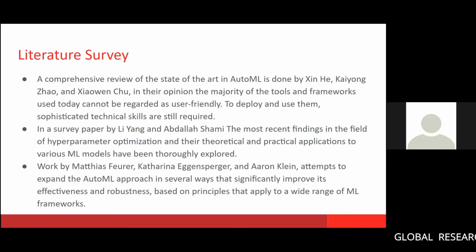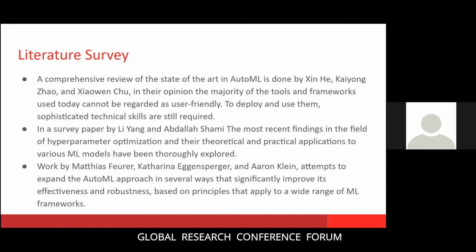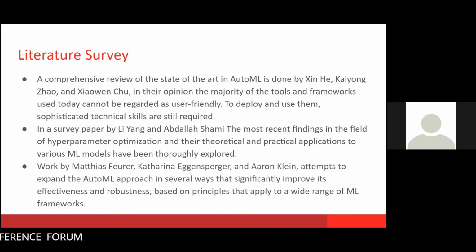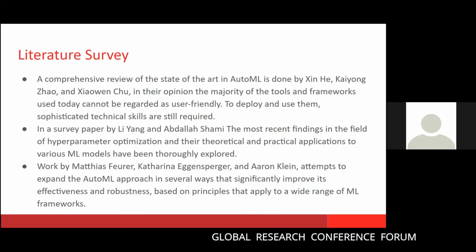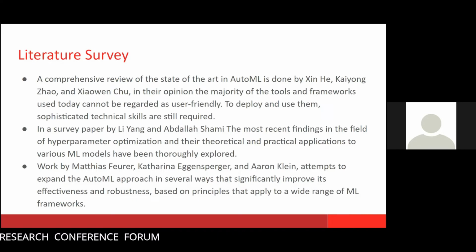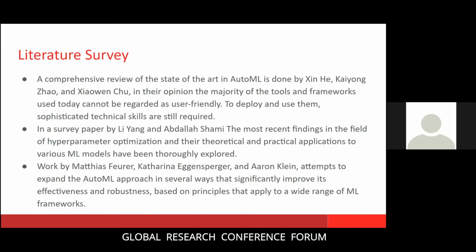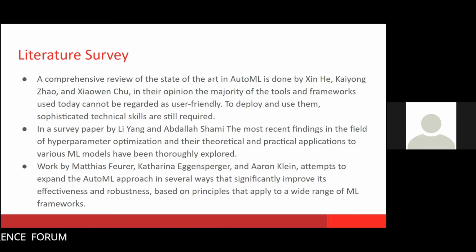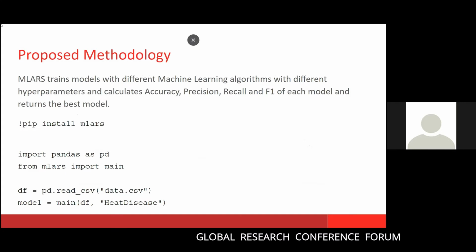The other paper that we used is another survey paper that focuses on hyperparameter optimization. That is also something we do in our library, and it focuses on the theoretical and practical applications of various ML models that are used. And the last paper attempts to make another AutoML library just like ours, and they aim to improve its effectiveness and robustness based on principles that apply to a wide range of ML frameworks. Now my partner Haider will continue.